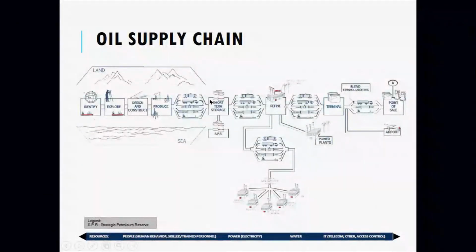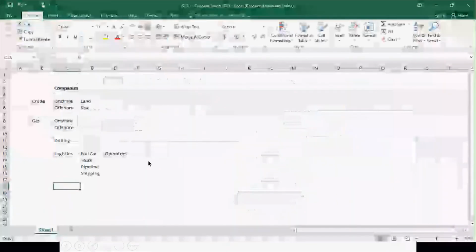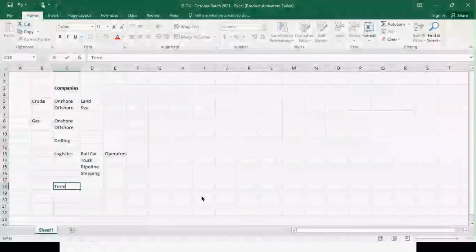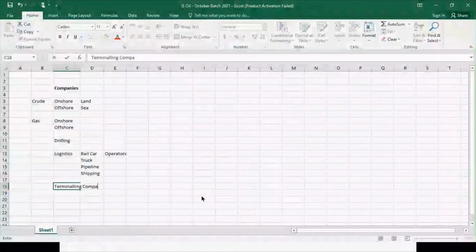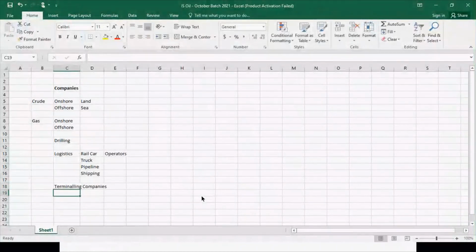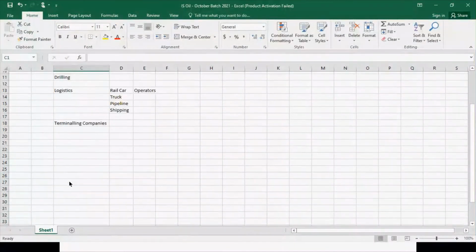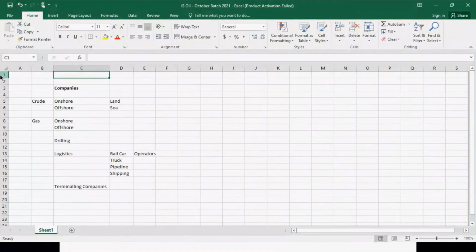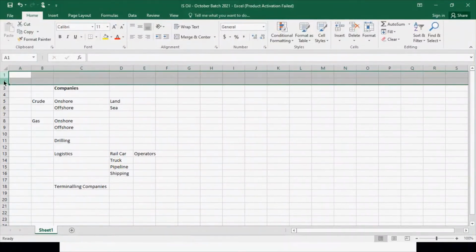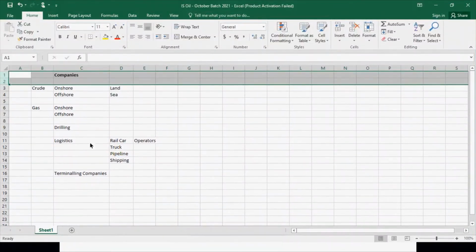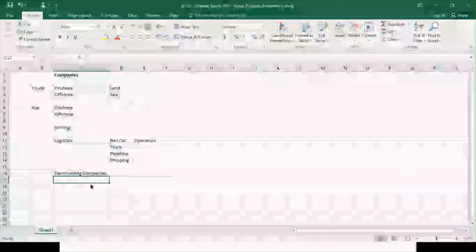Now these terminals can be owned either by the company or by different partners. Like there are terminal operators as well, which are called terminaling companies. This is another big business where, in the US and elsewhere, there are companies specifically for terminaling operations. They buy the product from other group companies or other companies, store the product, do the paper sales, and then whoever is buying it will take the product from there.